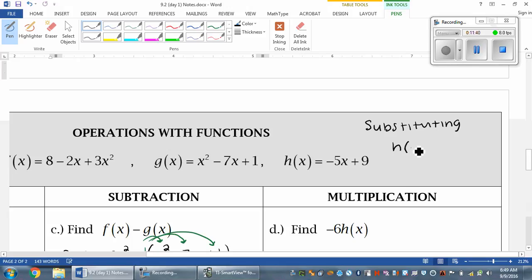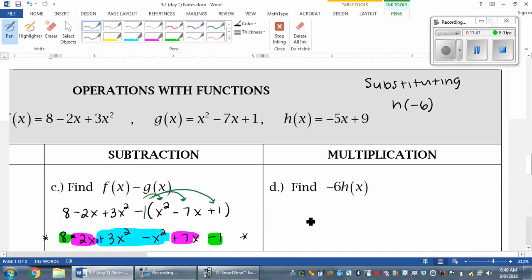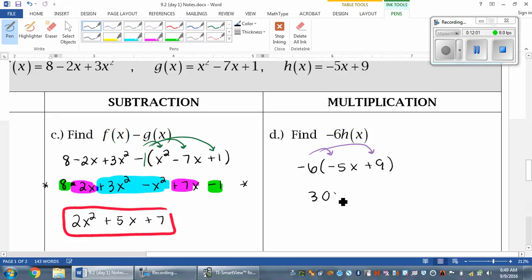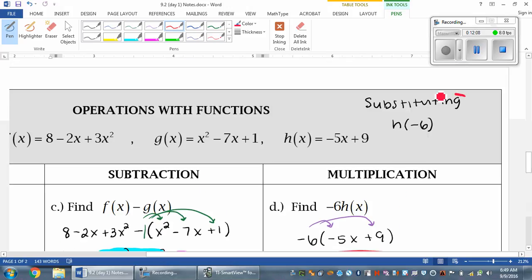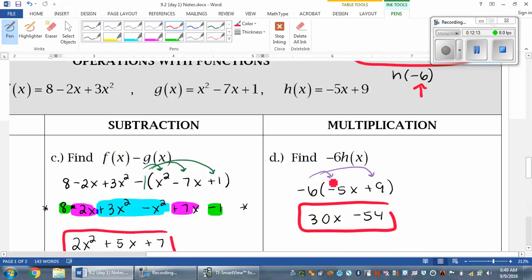I would write h of negative 6. When the number was on the inside, I'm substituting. Notice the difference? Negative 6 on the outside. Negative 6, now I'm just going to put h of x. And x plus 9. Do you know how to simplify this? Hopefully you're saying distributing is correct. So this becomes positive 3x minus 54. So remember, if the number is on the inside, we substitute inside. If it's on the outside, we distribute.